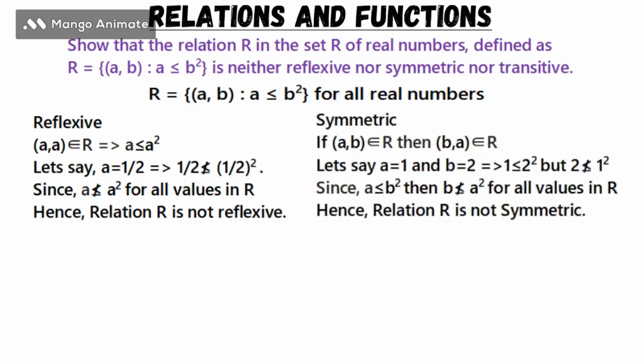For the relation to be symmetric, if (a, b) belongs to R, then (b, a) should belong to R. Let's say if a is equal to 1 and b is equal to 2, then 1 is less than or equal to 2 square, but 2 is not less than or equal to 1 square. Hence we can say relation R is not symmetric.